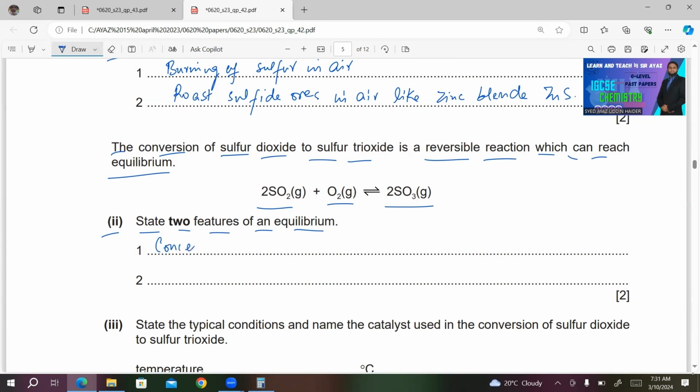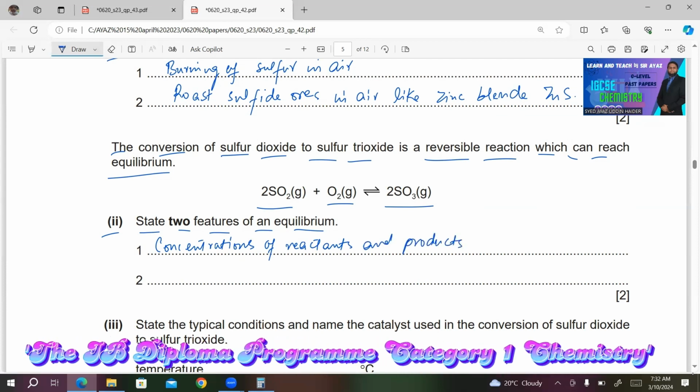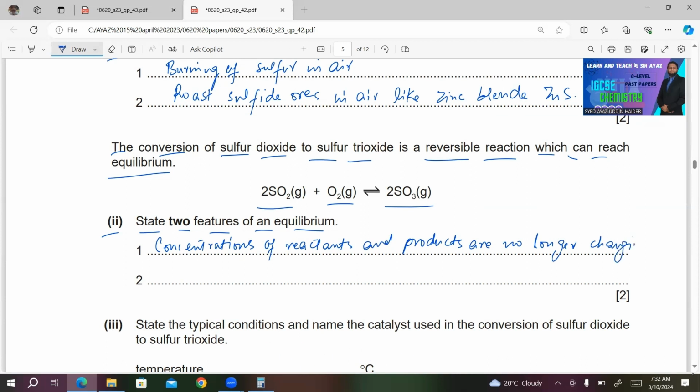Concentrations of reactants and products are no longer changing. Number 2, the rate of forward reaction is equal to rate of backward reaction.